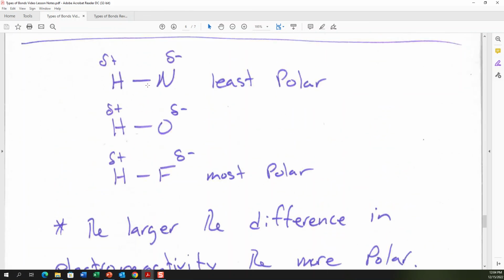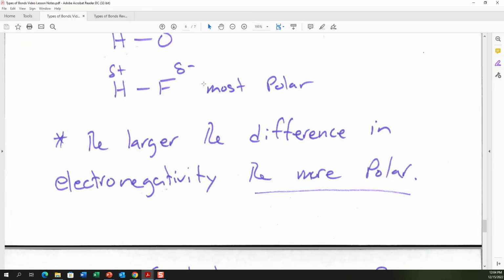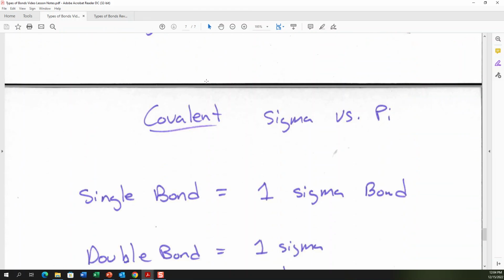And I'm just showing a bunch of single bonds here, but you could have a double bond that's polar. You could have a triple bond that's polar. As long as the atoms that are bonded to each other are different, then it's going to be polar. How polar depends on how big a difference in electronegativity there is between the atoms in the bond. All right. Now let's talk.